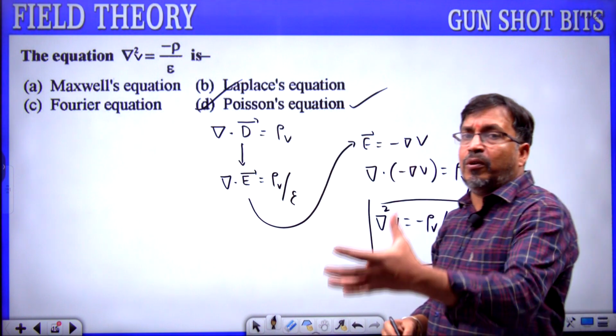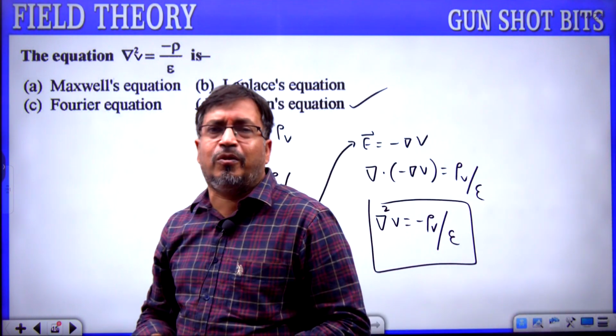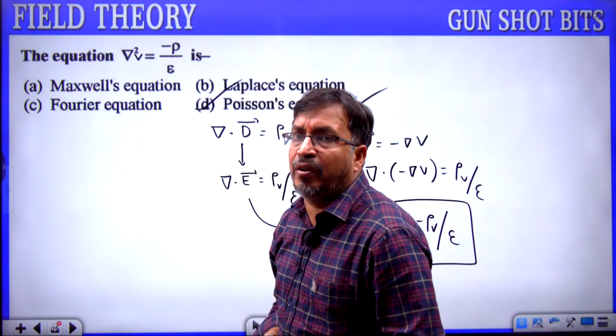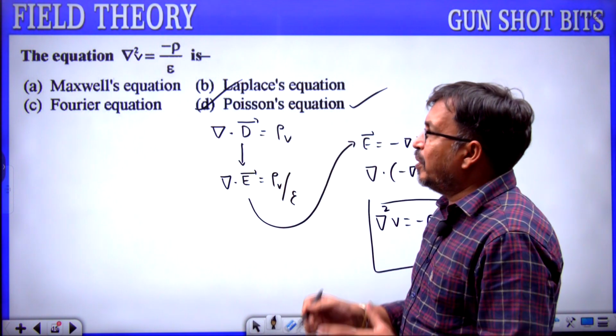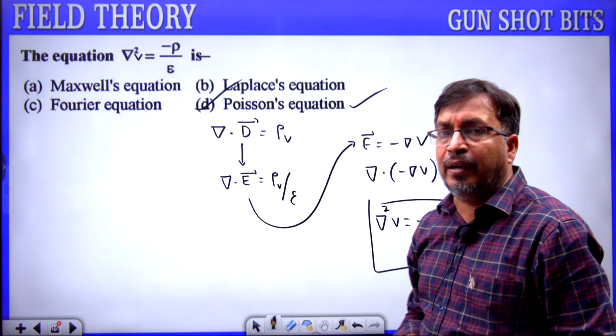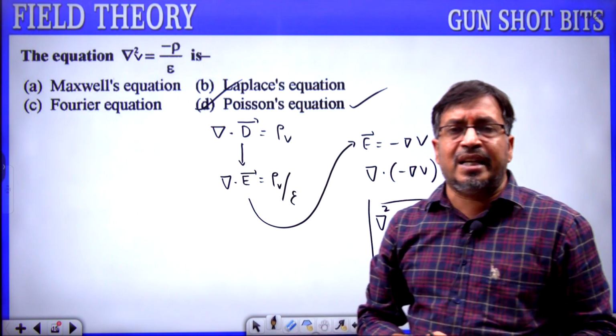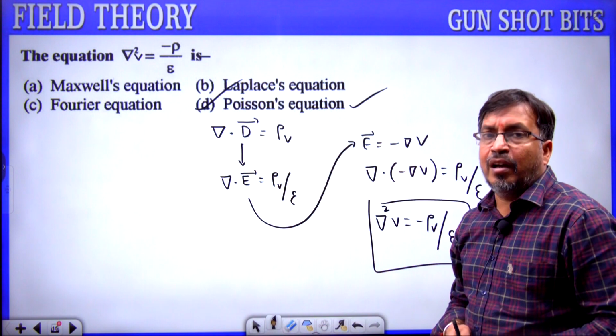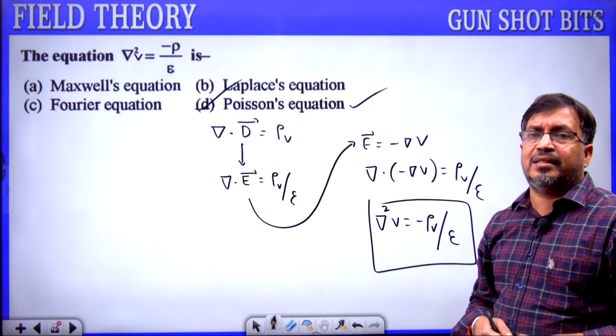When rho V equals 0, that is, volume charge density equals 0, this equation is known as Laplacian equation. But our question is asking del square V equals minus rho by epsilon. What is the equation name? It is Poisson's equation. Option D is the correct answer.